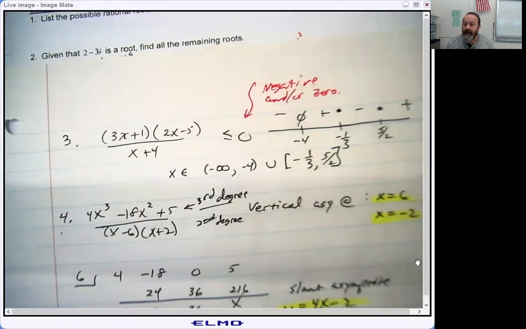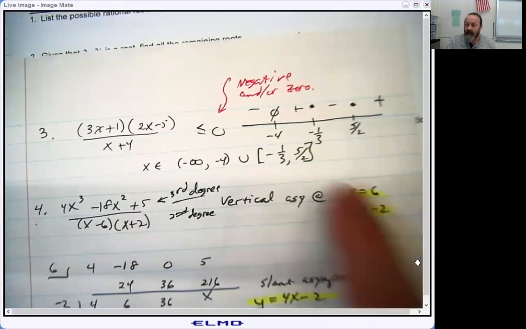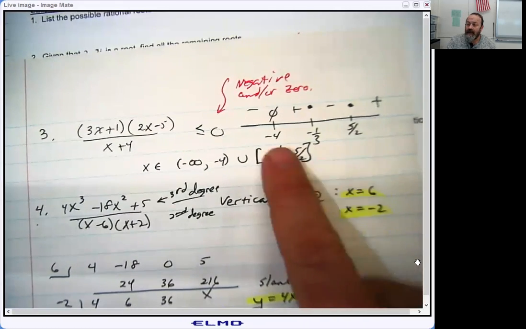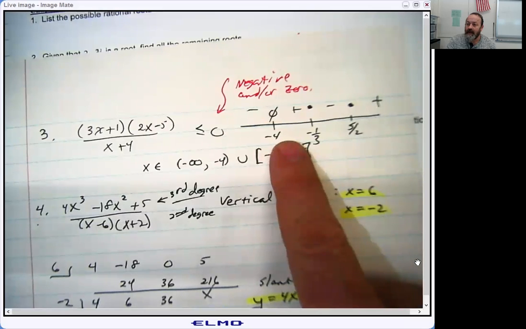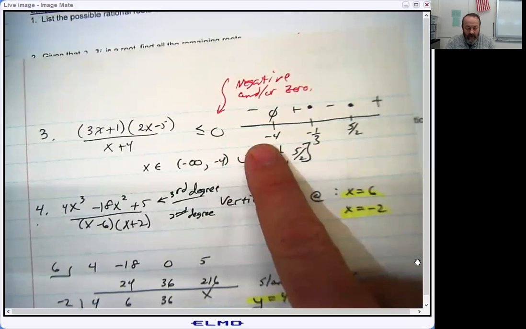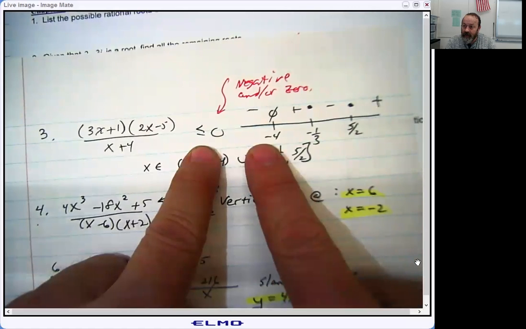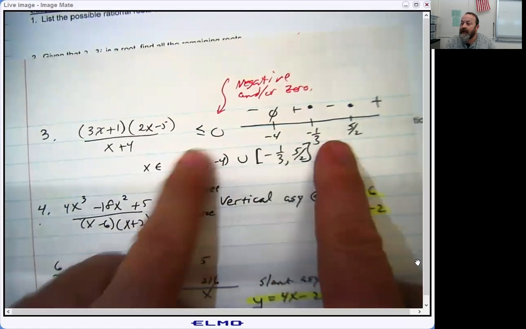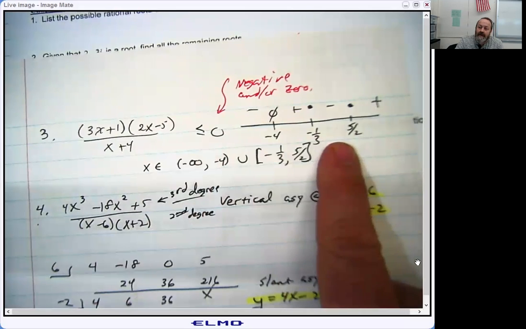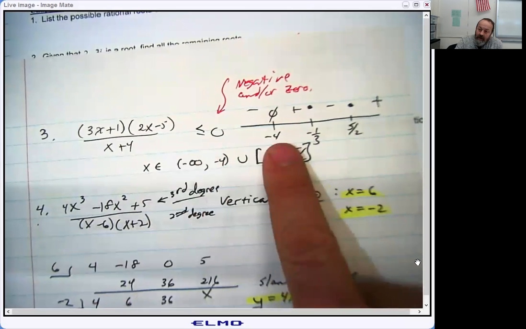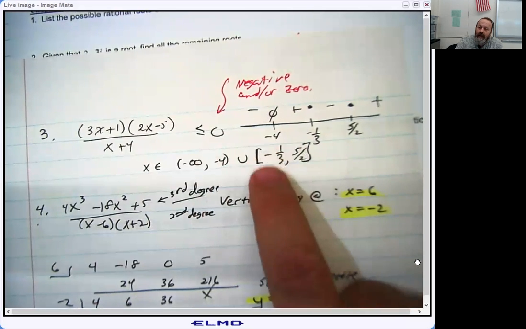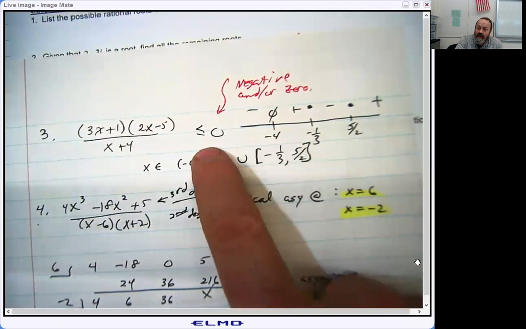So for number 3, I set it up like I had, and then I wanted to cherry pick the values between negative infinity and negative 4, where I'm desiring negatives, and also the numbers from negative 1/3 to 5/2. And notice that I cannot have negative 4 because that would be division by 0, but I can have these because this actually asks for negatives or 0.